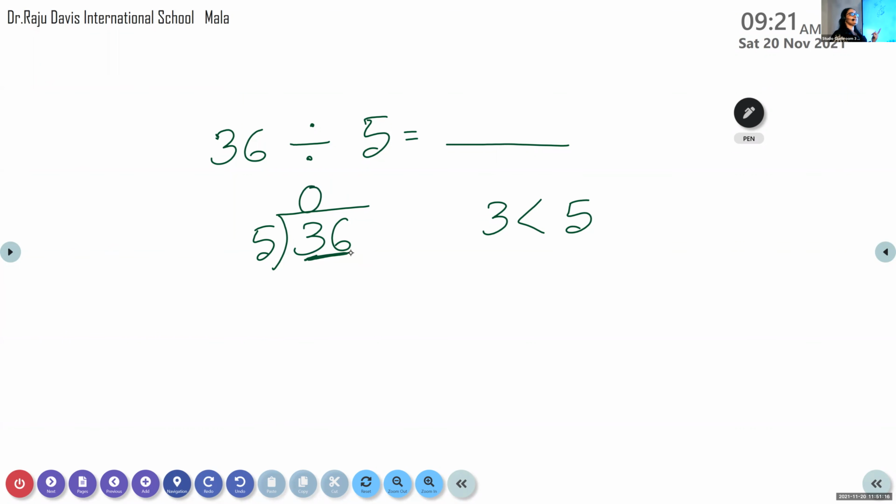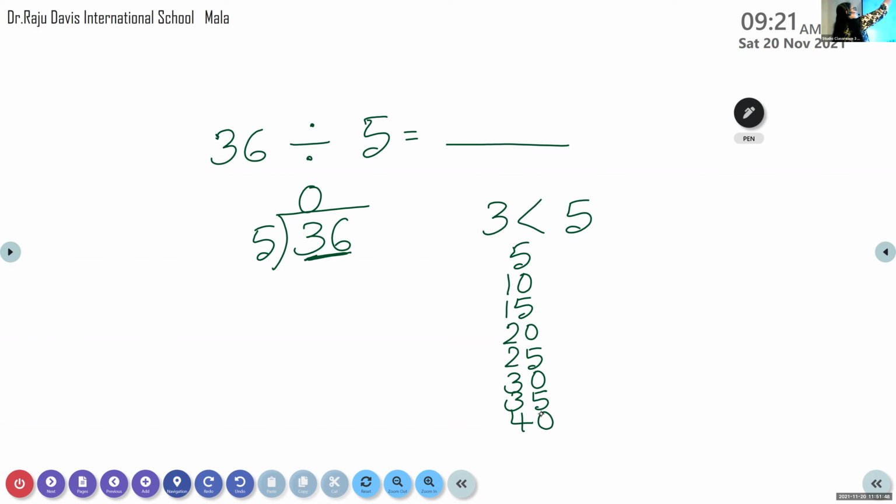Next, your duty is to check whether 36 is there in the table of 5 or not. If you are not thorough with the table, write the full table over here. I am writing only the products: 5, 10, 15, 20, 25, 30, 35, 40. 36 is not there. You got a bigger number, so stop there. That means 36 is not there in the table.